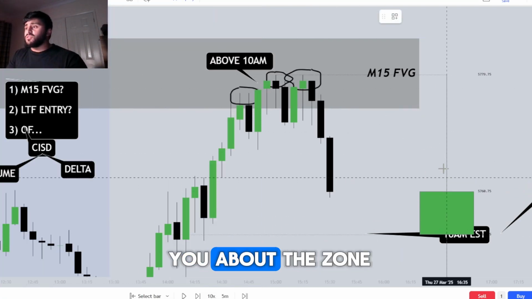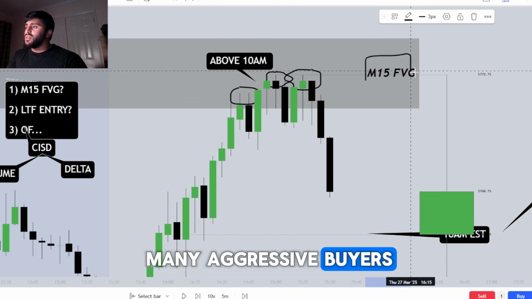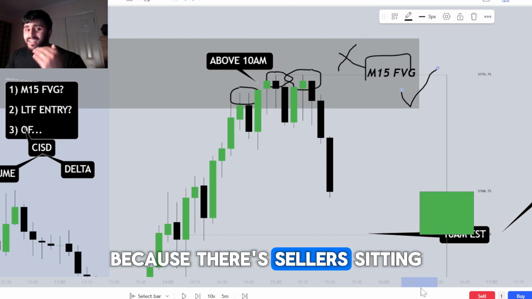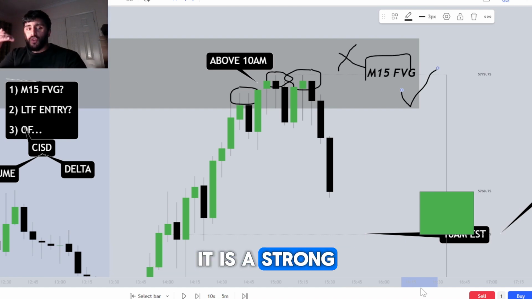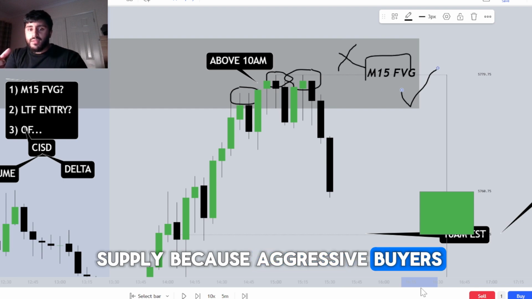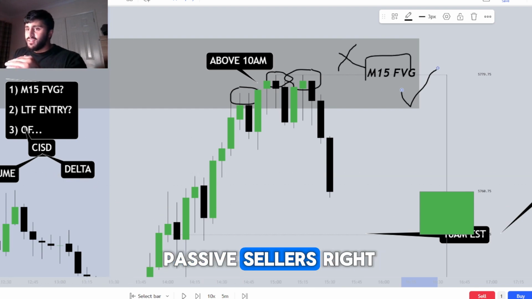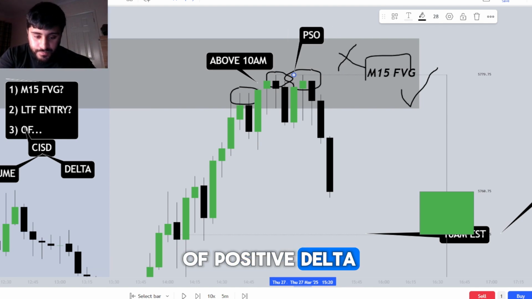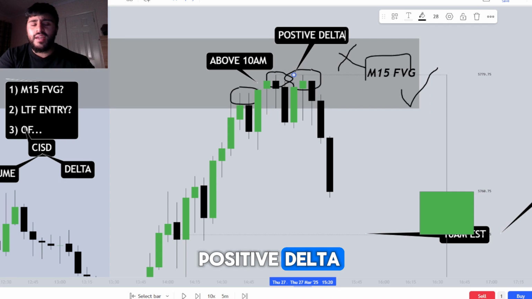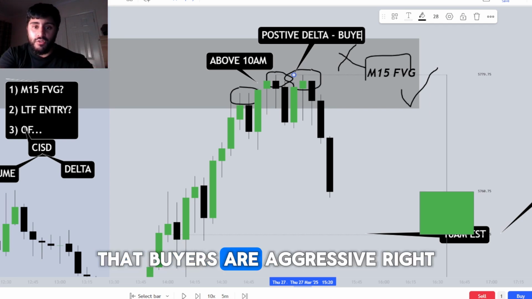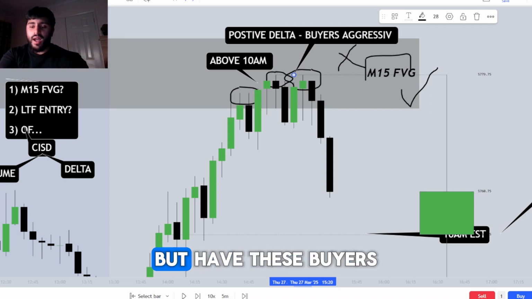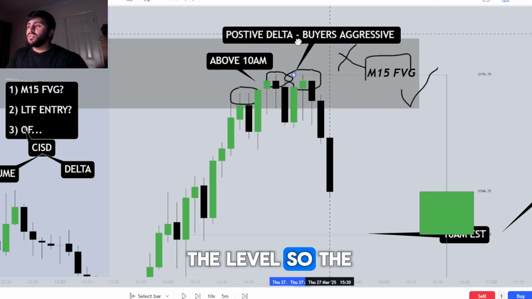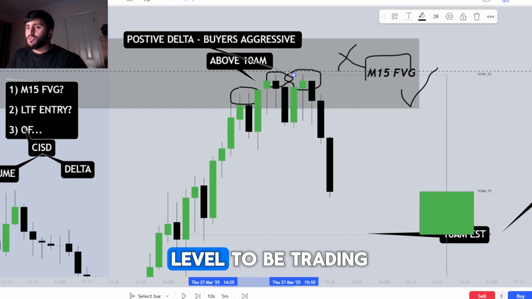What this tells you about the zone is that there are so many aggressive buyers, but none of them were rewarded. So the zone itself is strong because there are sellers sitting at this area. It is a strong supply because aggressive buyers have been absorbed by passive sellers. This is the most important thing to understand. We have tons of positive delta, and positive delta just means that buyers are aggressive. But have these buyers been rewarded? Well, if they were rewarded, they would have broken the level. So the level is strong. It is a strong level to be trading from.